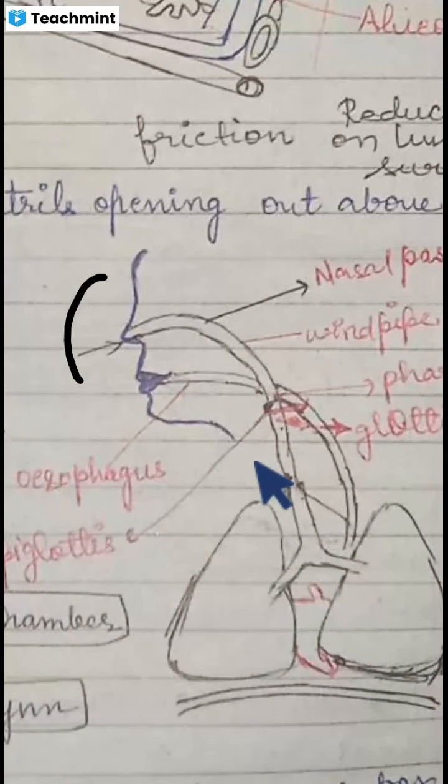This larynx is a cartilaginous box which helps in sound production, and hence it is also called a sound box. During swallowing, we all know the glottis is covered by a flap-like structure called the epiglottis, just to prevent the entry of food into the windpipe, right?